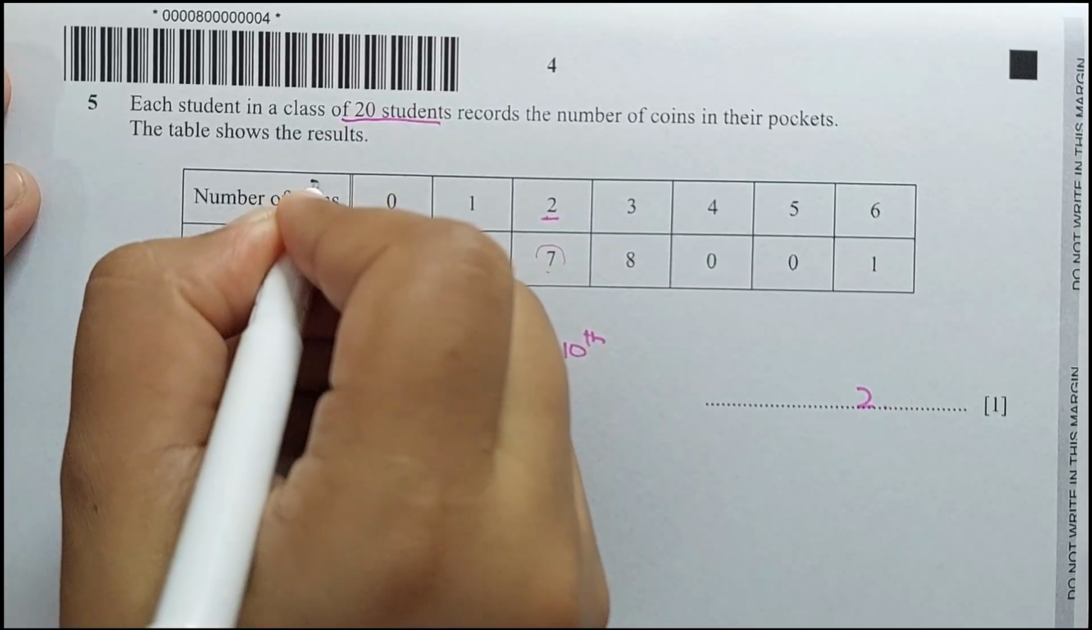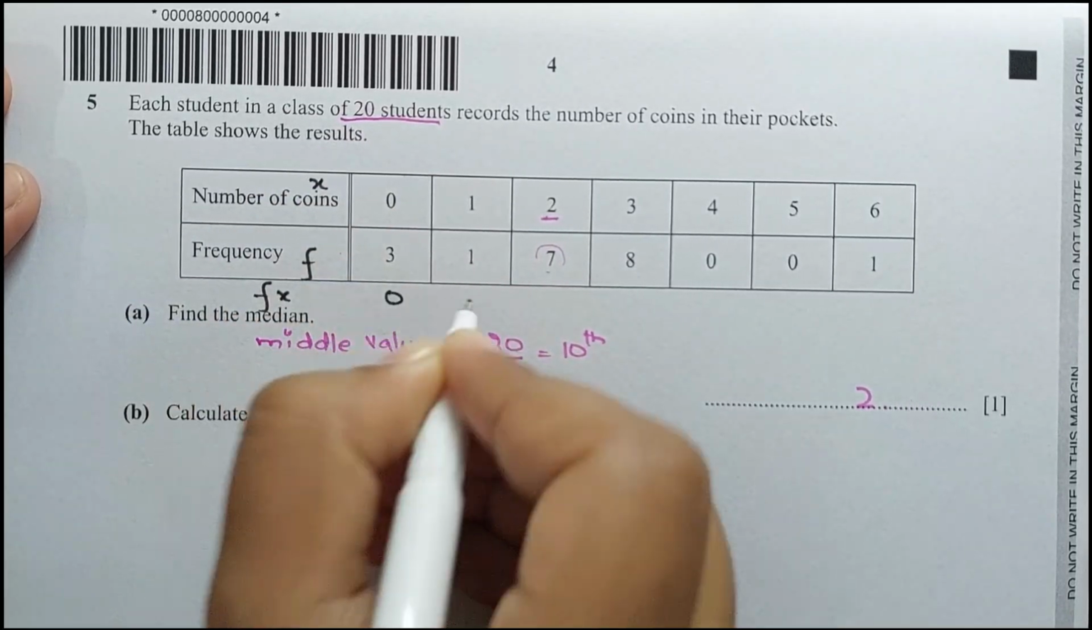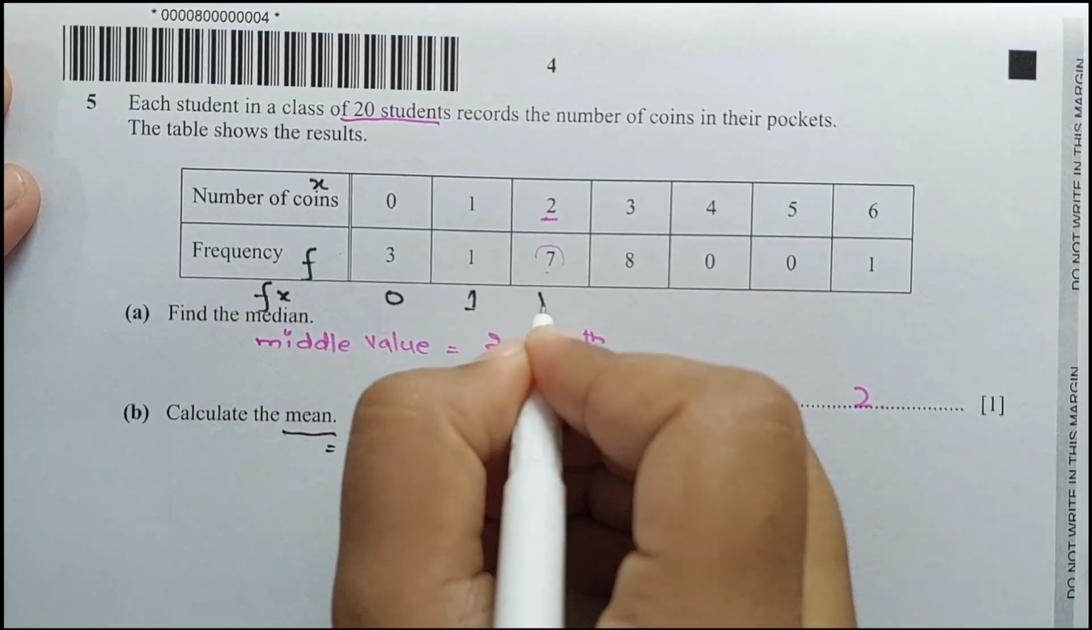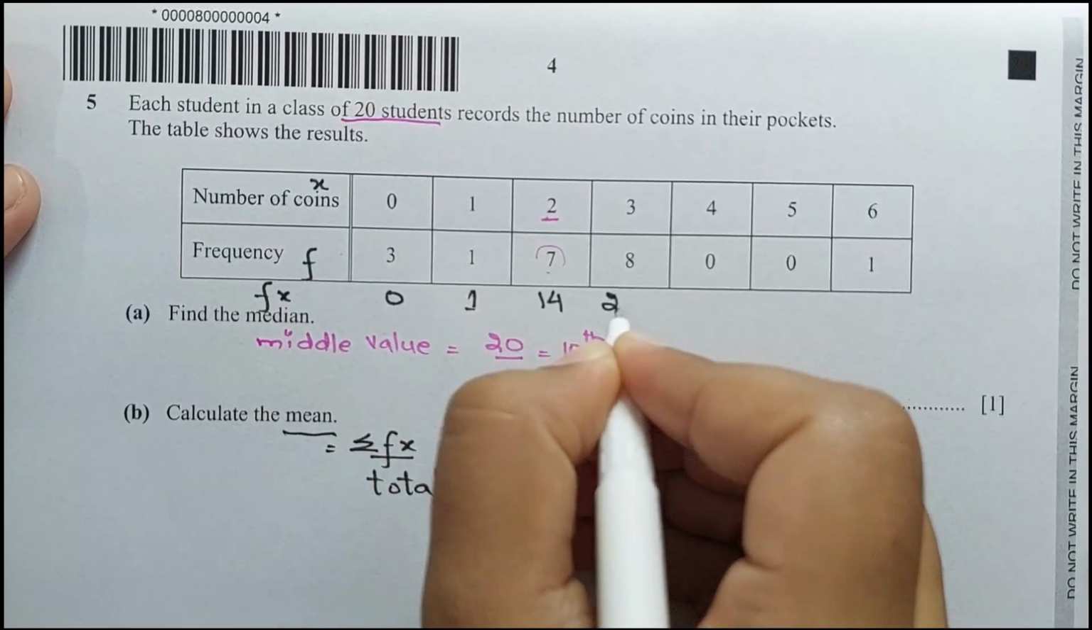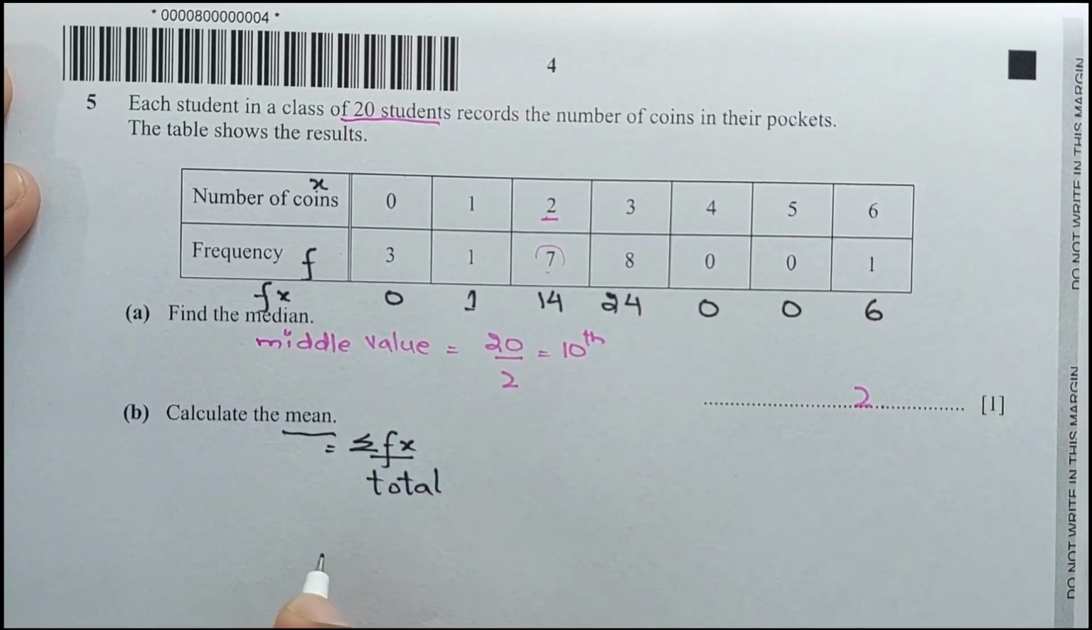This is f and this is x. What is fx? The product. 3 times 0 is 0, 1 times 1 is 1, 2 times 7 is 14, 3 times 8 is 24, 4 times 0 is 0, 5 times 0 is 0, 6 times 1 is 6.